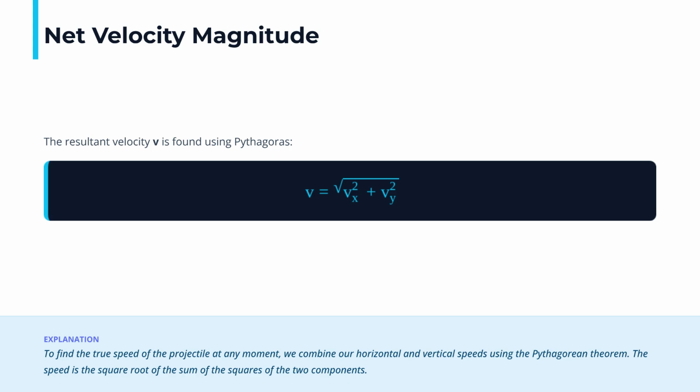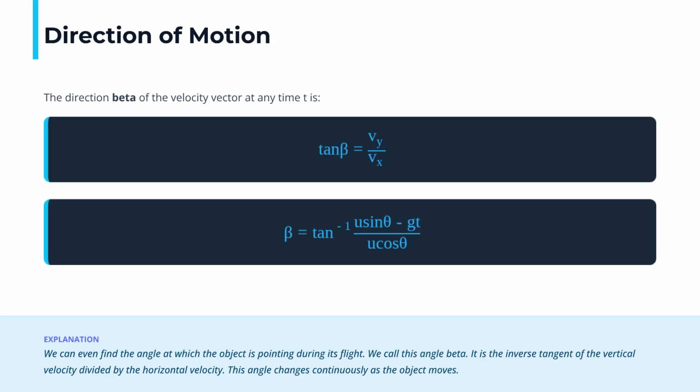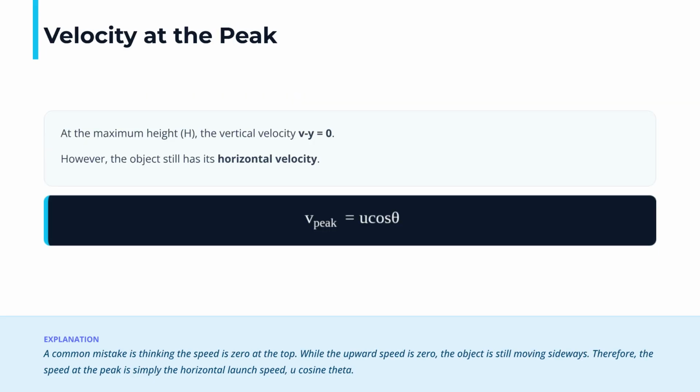To find the true speed of the projectile at any moment, we combine our horizontal and vertical speeds using the Pythagorean theorem. We can find the direction of motion, angle beta, by calculating the inverse tangent of the vertical velocity divided by the horizontal velocity. At the maximum height, the upward speed is 0, but the object is still moving sideways. Therefore, the speed at the peak is simply the horizontal launch speed, u cosine theta.